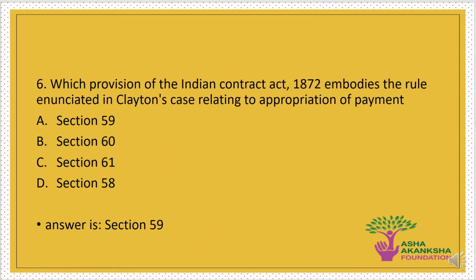The next question is, which provision of the Indian Contract Act 1872 embodies a rule enunciated in Clayton's case related to appropriation of payment? The options are A. Section 59, B. Section 60, C. Section 61, or D. Section 58. The correct answer to this question is option A, that is, Section 59 of the Indian Contract Act embodies the rule enunciated in Clayton's case related to appropriation of payment.